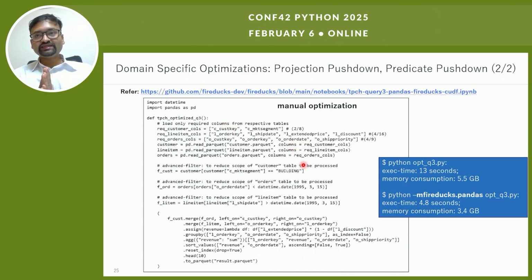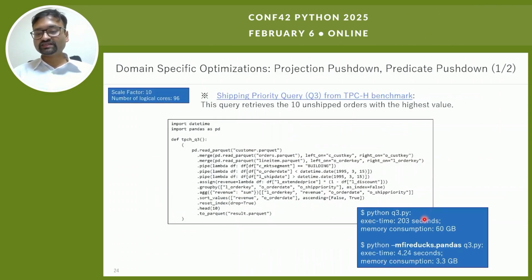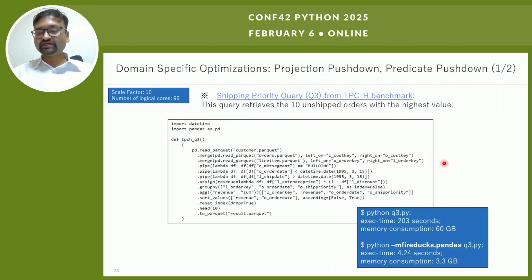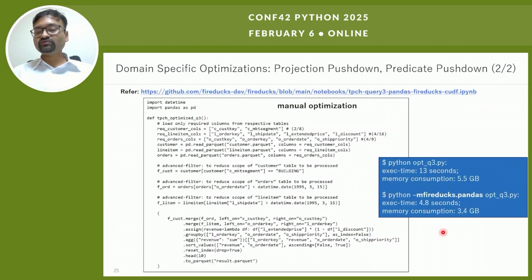Then I only need some particular rows from these tables because of the filter operation. So I will filter all the target tables based on the given condition. Then I will just join the tables, followed by the group by, aggregate and the sorting operation. Now when I execute the same optimized query in pandas, it becomes 13 seconds. So 203 seconds can be optimized to 13 seconds with this manual optimization, and the memory can also be reduced from 60 GB to 5.5 GB even when you use pandas effectively.